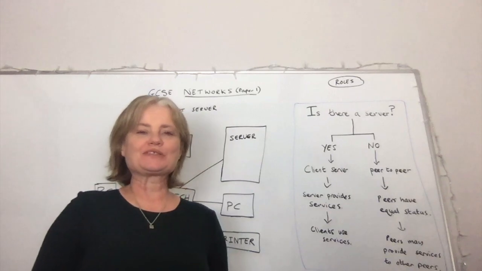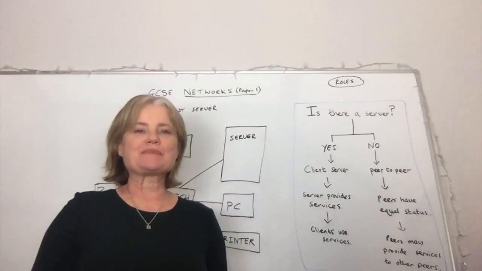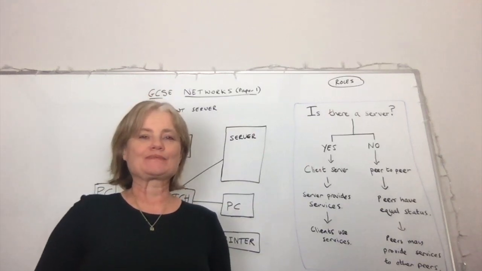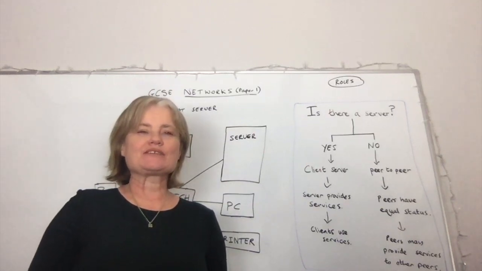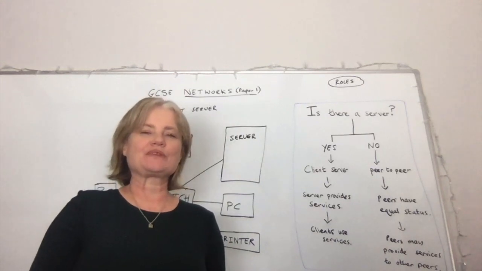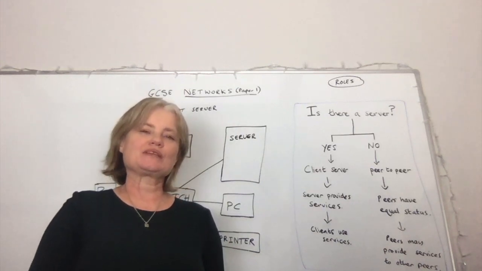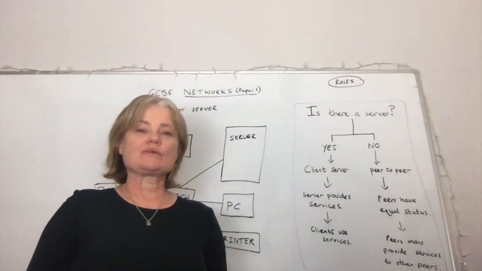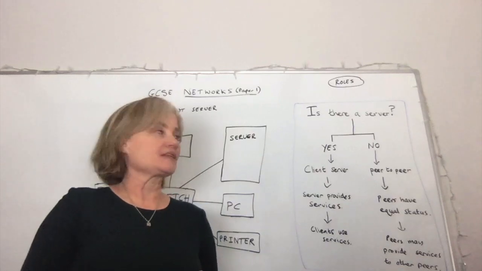In this video, we're going to compare client-server and peer-to-peer networks. So this is a network topic and it's GCSE Paper 1. Comparing client-server and peer-to-peer network, we're thinking about how the networks are organised, and we're thinking specifically how the roles are organised on a network. So let's look at this.